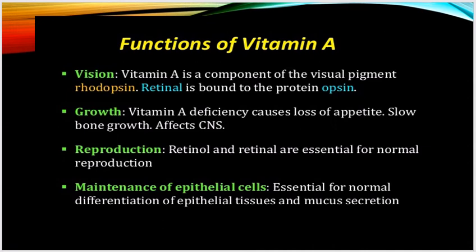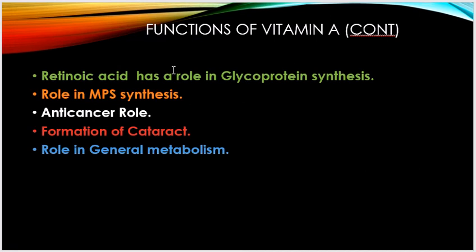Starting with the role in the vision, it is a component of a visual pigment, that is the rhodopsin. Retinal is bound to the protein opsin and performs different functions. Vitamin A deficiency causes the loss of appetite, which slows the bone growth and affects the central nervous system. Retinol and the retinal are essential for the normal reproduction. It is essential for the normal differentiation of the epithelial tissues and the mucous secretions. And all these functions we will discuss one by one.